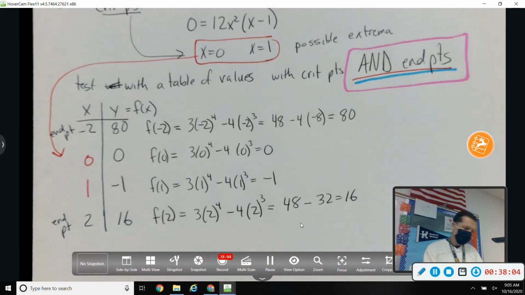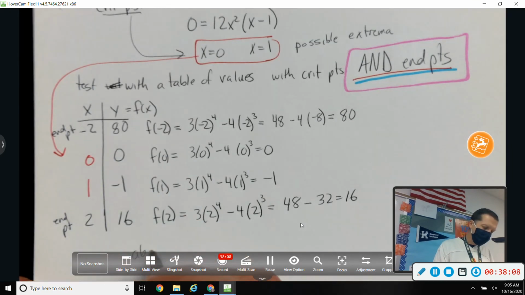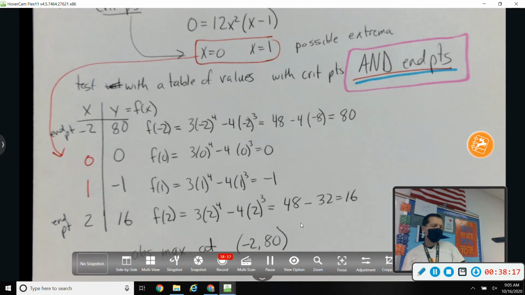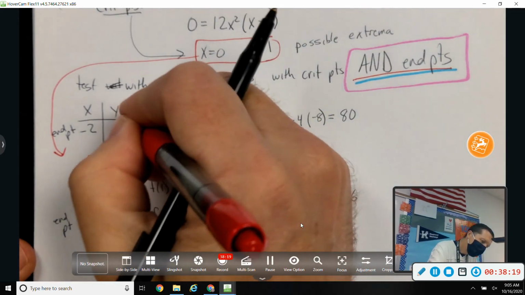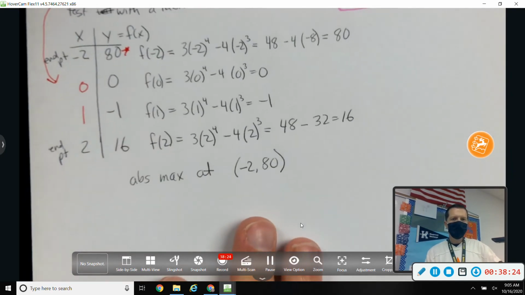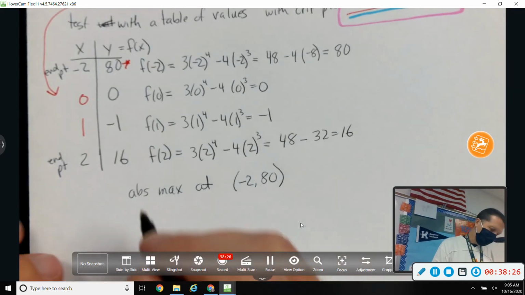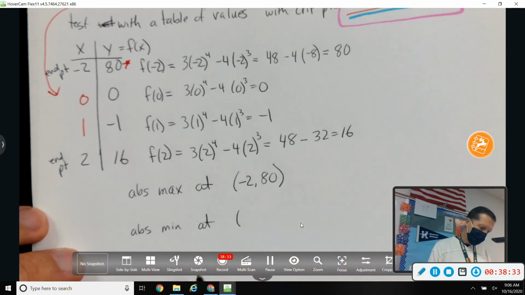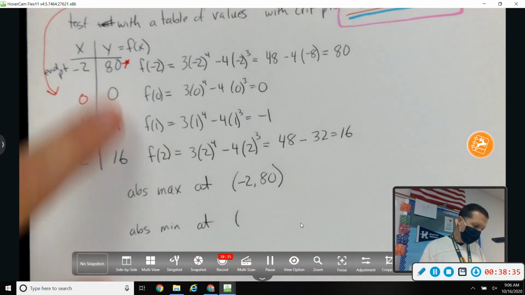Okay, so now I'm ready to answer the question. All I'm going to do is look at my y values and say there's an absolute max at x equals -2, because that has the biggest y value, 80. And there's an absolute min at, let's see, the smallest y value is at x equals 1, -1.